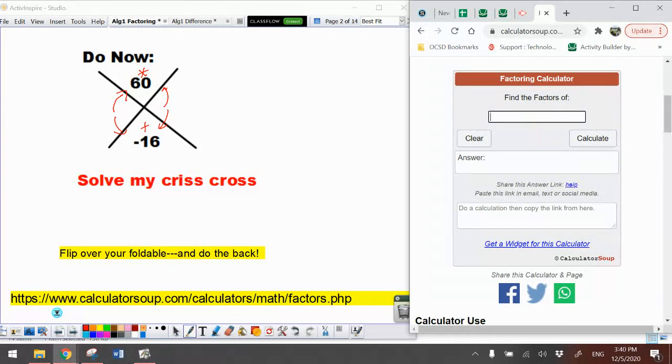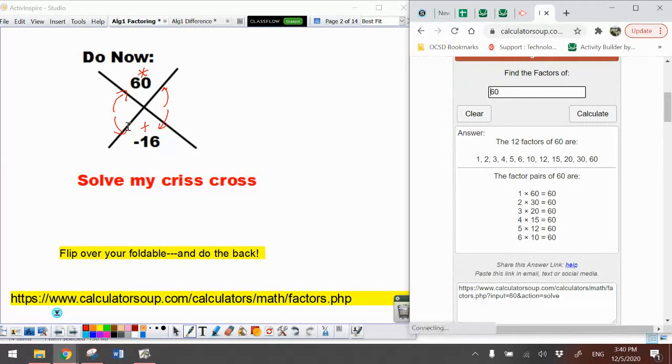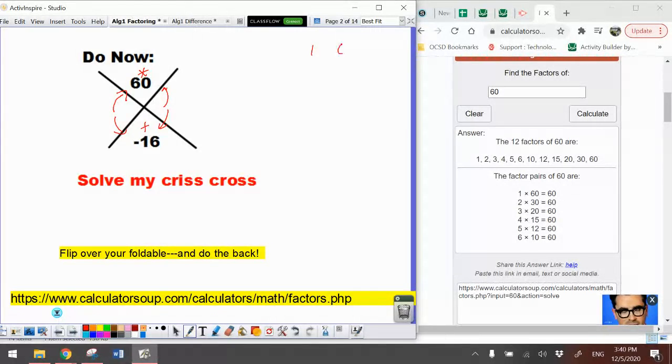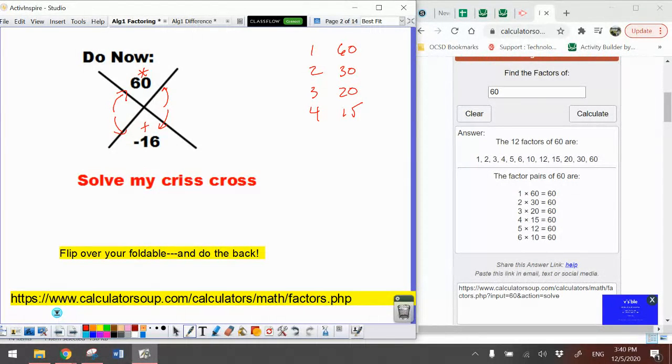So let's go ahead and type in our factors of 60. You'll see it gives us 1, 2, 3, 4, 5, 6, 10, 12, 15, 20, 30, and 60. So I'm going to write these out. 1 and 60, 2 and 30, 3 and 20, 4 goes with the 15, 5 goes with 12, and 6 goes with 10. So those are all my factors.